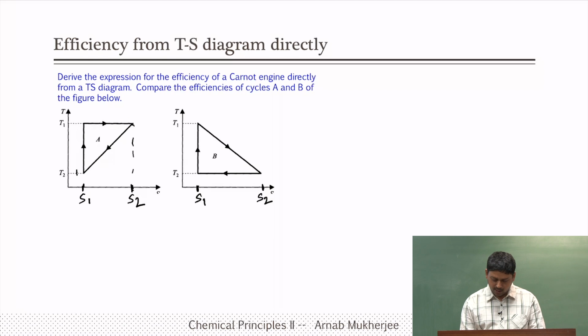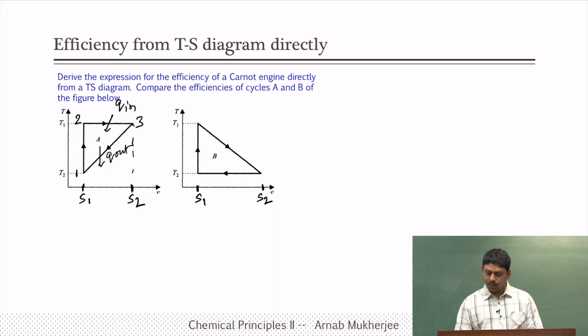So, let us write it as 1, 2, 3. So, between 1 and 2, entropy is constant, and 2 to 3 is where entropy increases at constant temperature. So, it is basically an isothermal expansion process in which heat comes in. So, our Q in is this, and obviously 3 to 1 is our Q out.